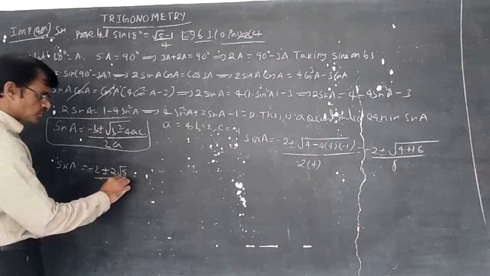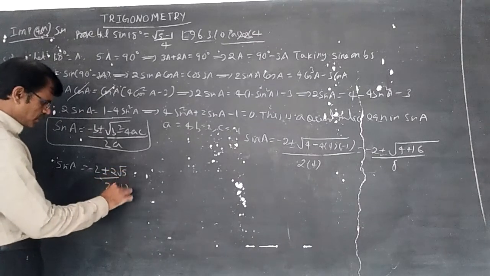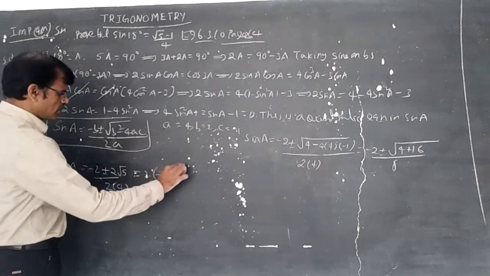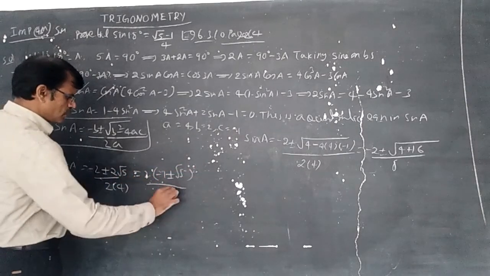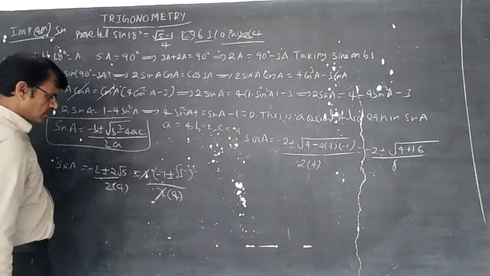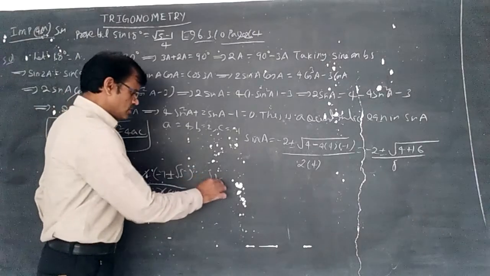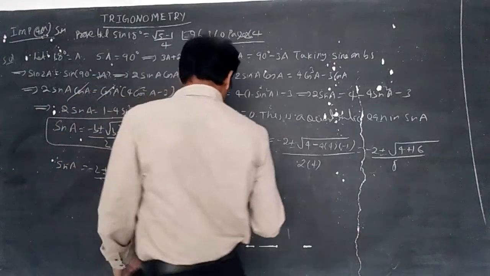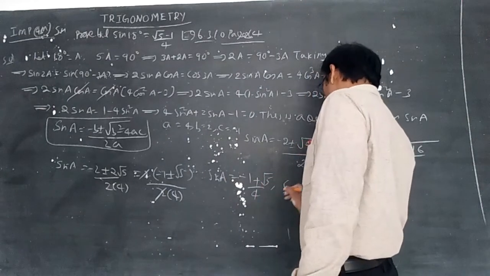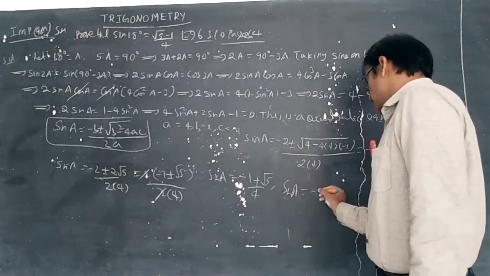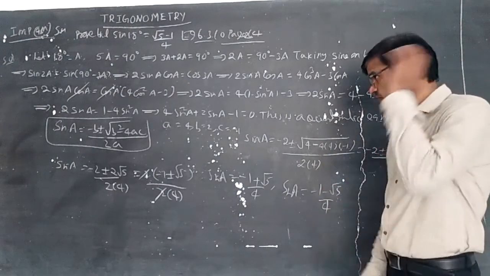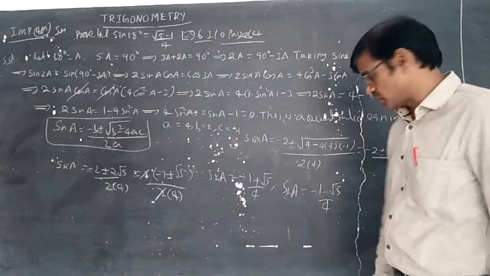20 can be written as root 5 by 2 into 4. With 2 taken common, minus 1 plus or minus root 5 whole by 2 into 4. This 2 and this 2 will get cancelled. So, therefore, sin a we are getting as minus 1 plus root 5 by 4, and sin a we can get as minus 1 minus root 5 by 4. Two values we got from the quadratic equation.